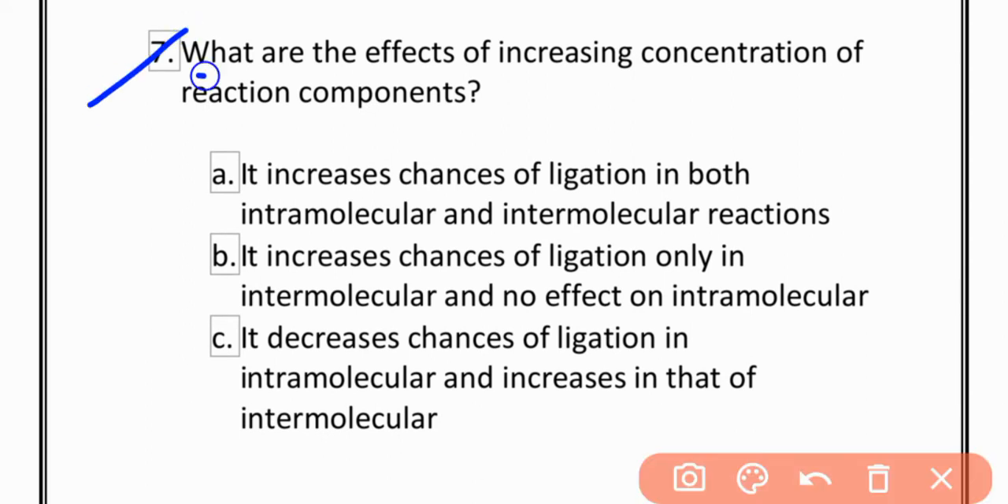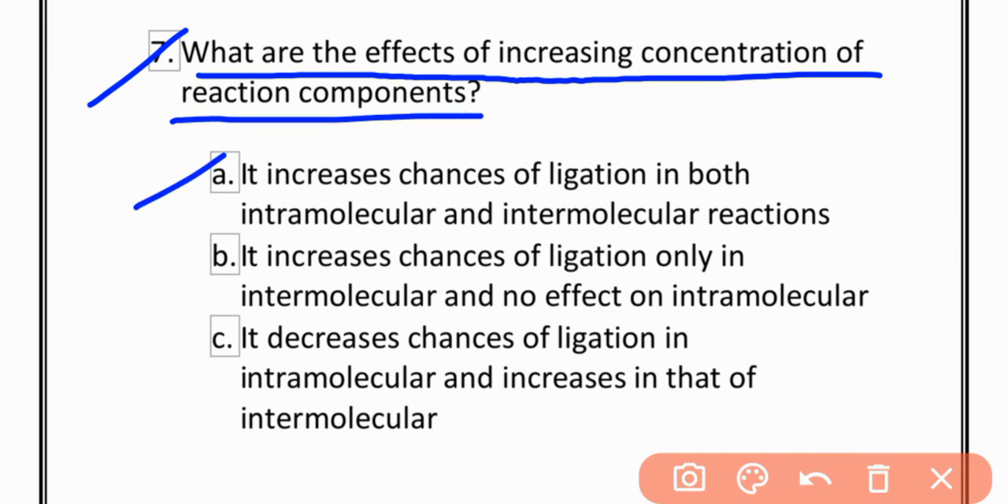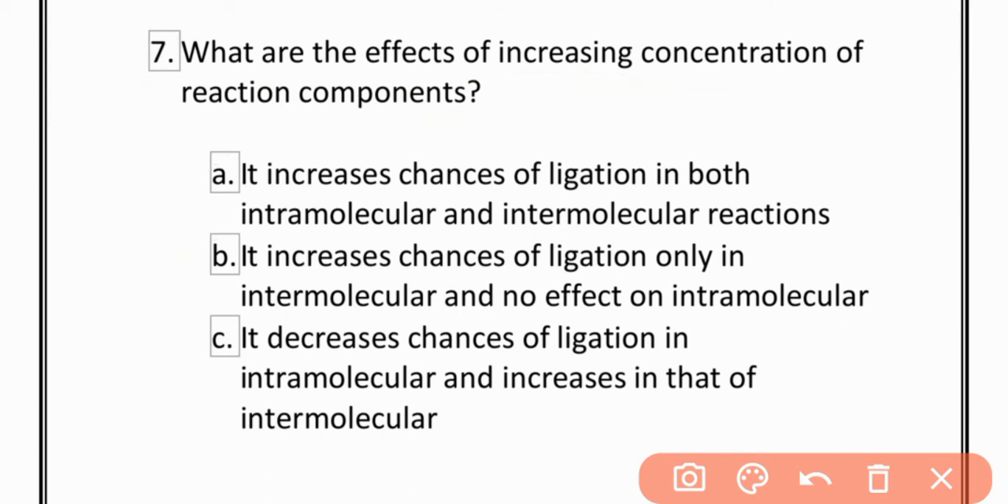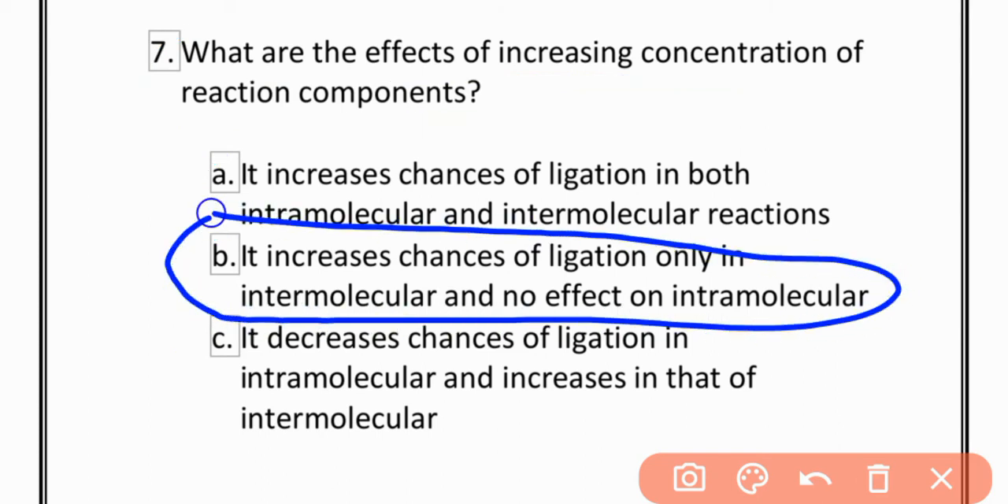MCQs number 7. What is the effect of increasing concentration of reaction components? A, it increases the chances of ligation in both intermolecular and intramolecular reaction. B, it increases chances of ligation only in intermolecular and no effect on intramolecular. C, it decreases chances of ligation in intramolecular and increases that of intermolecular. The correct option is option B. It increases chances of ligation only in intermolecular and has no effect in intramolecular.